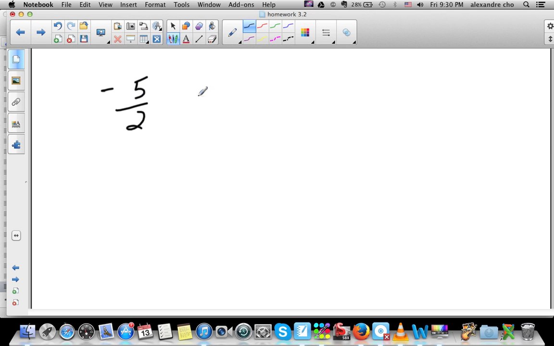-5 blank 3. -5 is a negative number. Greater than a positive number? Never. So this one has to be less. -5/2 is less than 3.